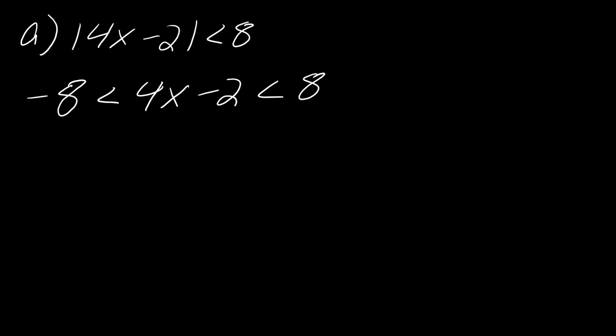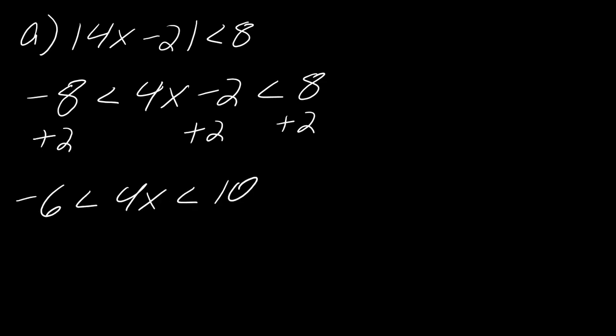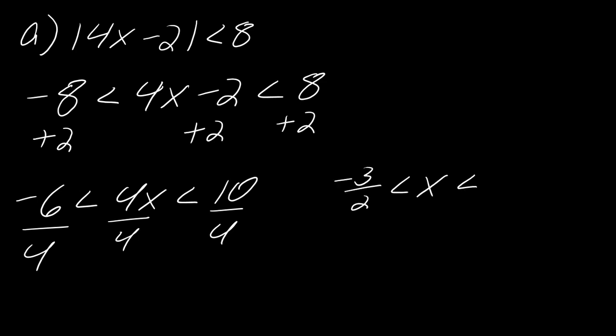Now we can go through and solve for x. I just think of how do I get x by itself? First I'm going to add 2 to all sides. So this becomes negative 6 is less than 4x is less than 10. And then I can divide all sides by 4. And so then I'm going to have negative 3 over 2 is less than x is less than 5 over 2.